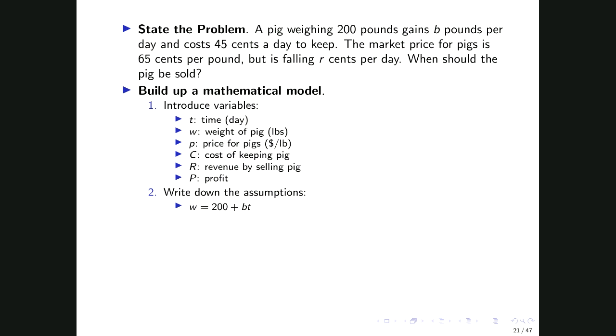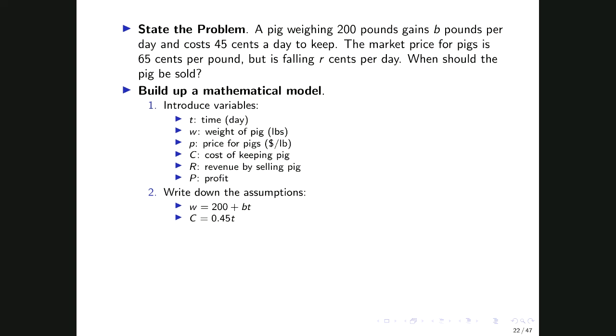From this statement, we have another assumption: costs 45 cents per day to keep. So we have another equation. Mathematically it means the cost C is equal to 0.45 times the time t.